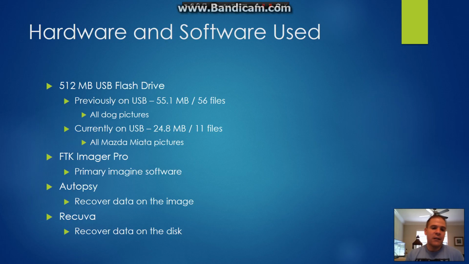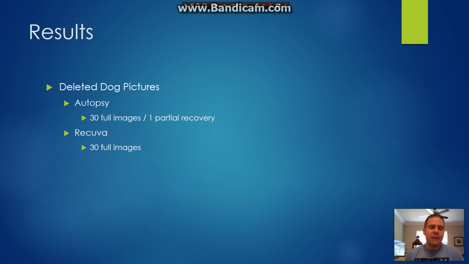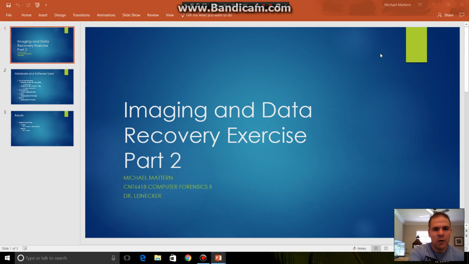I wanted to use two different software packages and do it in two different ways just to see what different results I would get. And we're going to play spoiler here and go right to the results. Basically, they recovered the same exact stuff. I wanted to see how many deleted dog pictures I could retrieve, and on both Autopsy and Recuva, I was able to get 30 full. On Autopsy, I was able to recover one partial, a very, very small piece of one picture. So anyway, I'm going to walk you through.